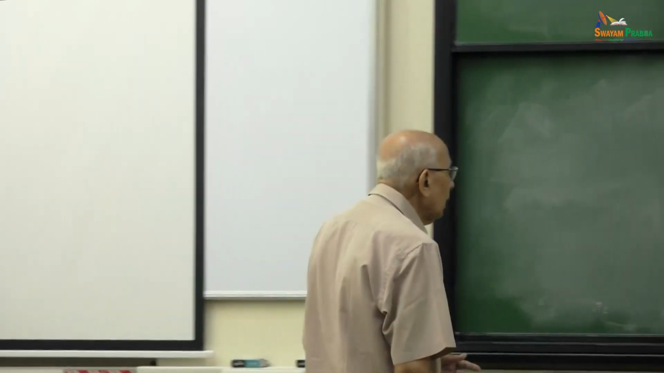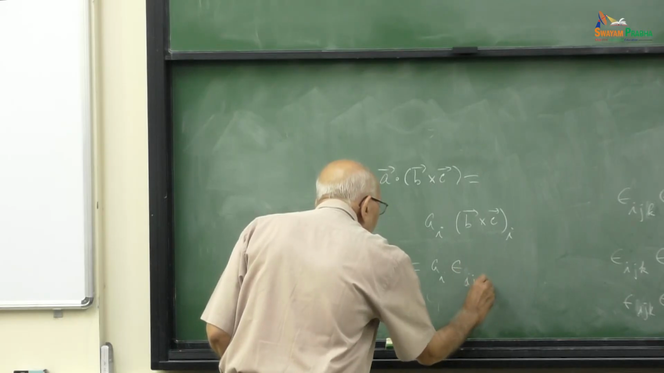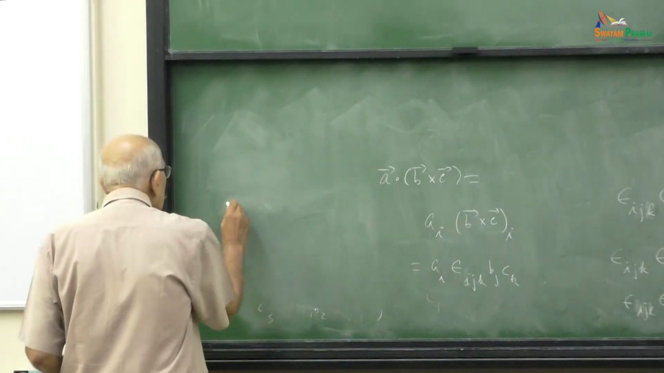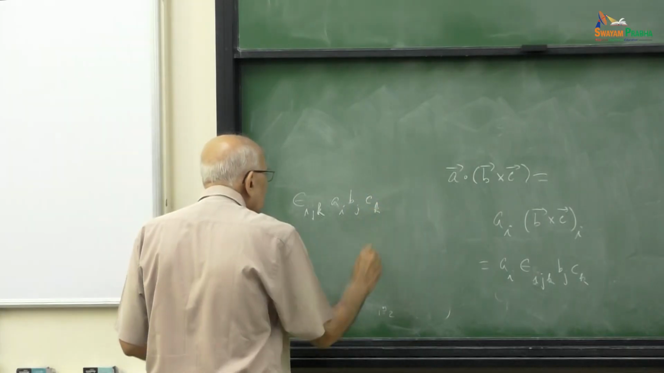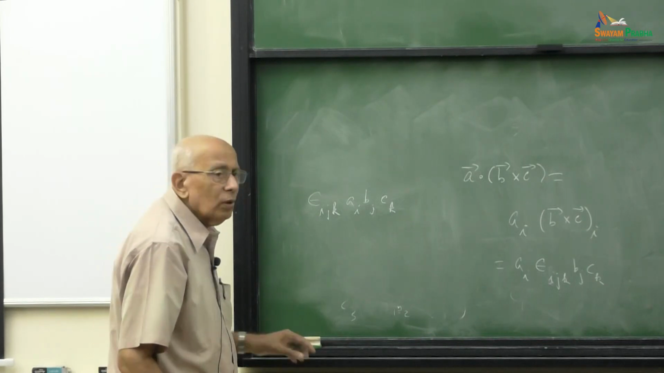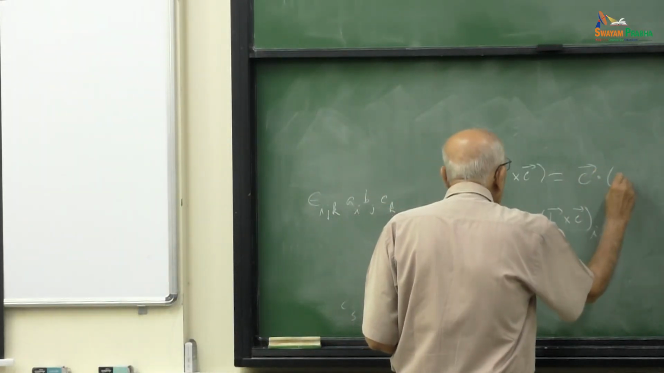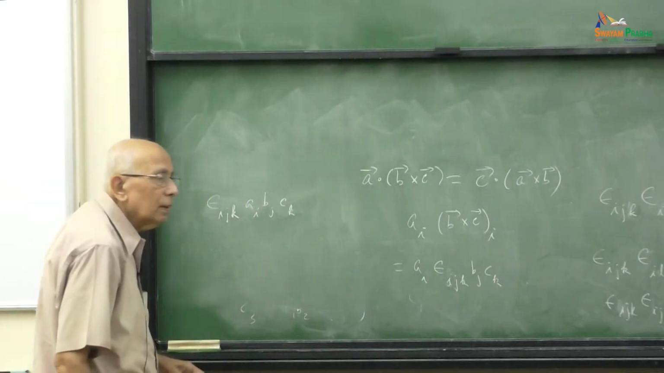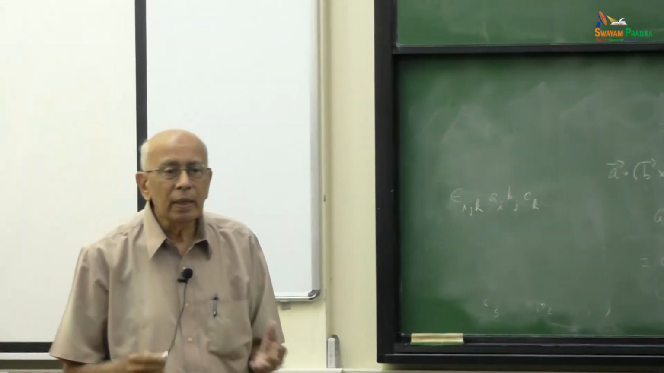But the i component of b cross c is epsilon_ijk b_j c_k, so this is a_i epsilon_ijk b_j c_k, which I can also write as epsilon_ijk a_i b_j c_k. Very nice and symmetric form. It follows at once from the symmetry of this object that this is equal to c dot a cross b. And you have this cyclic property of the triple scalar product. Follows immediately.